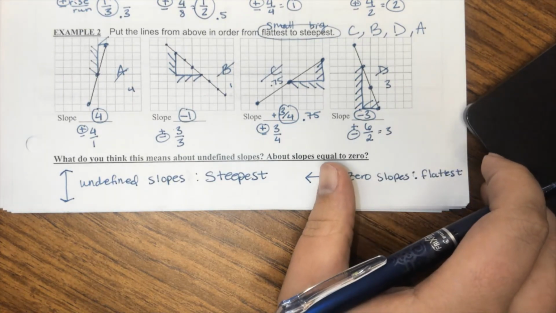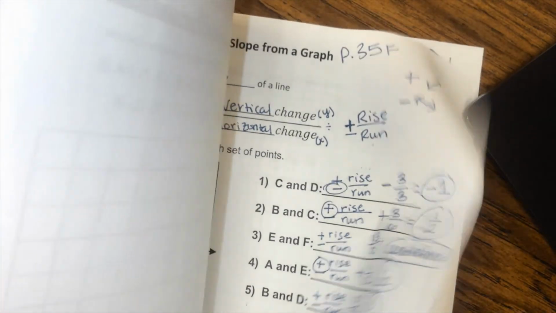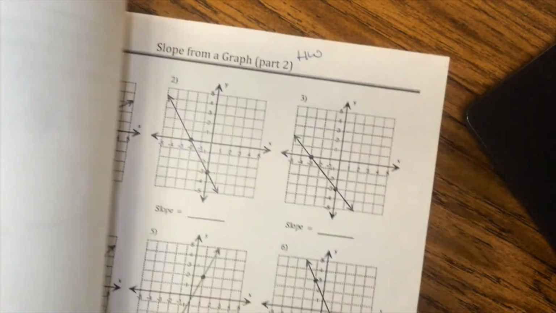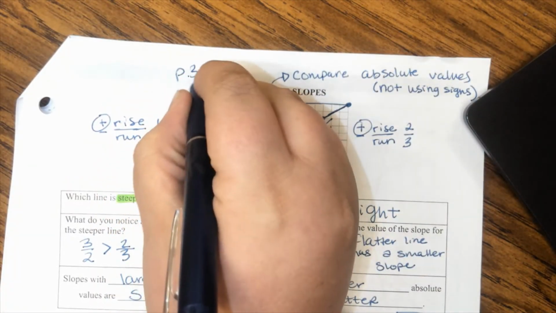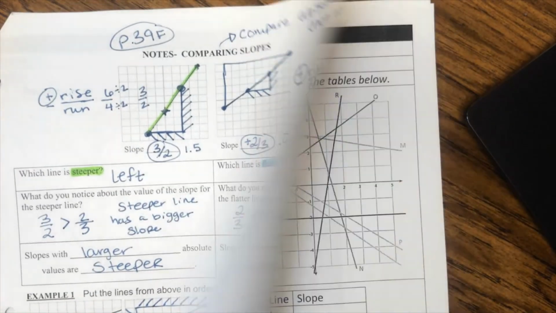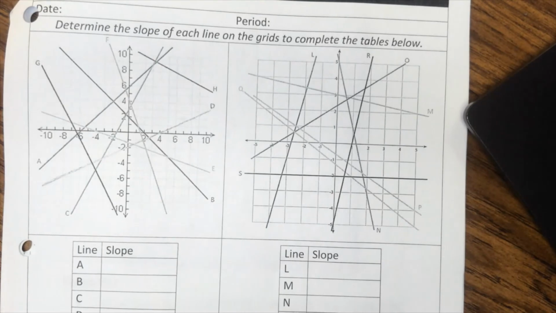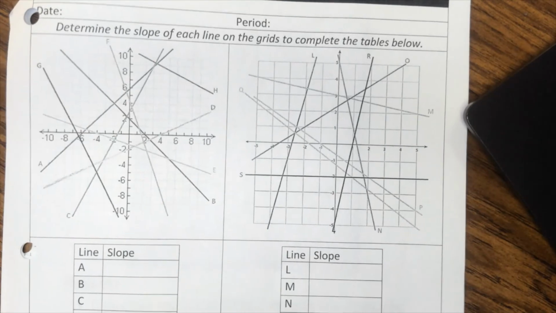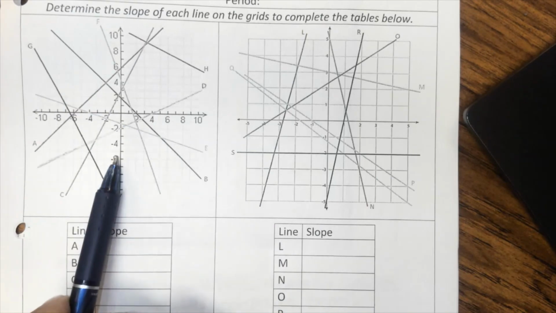Okay. This is page 39 on the front. Go ahead and flip over to page 40 on the front, and we'll look at your assignment. You have two boxes with a whole ton of lines. You need to find the slope for each of these lines.